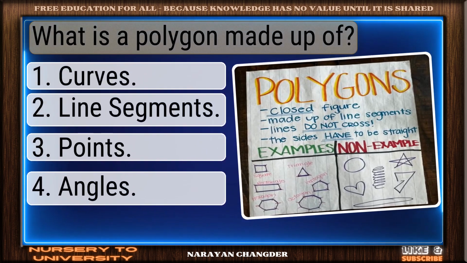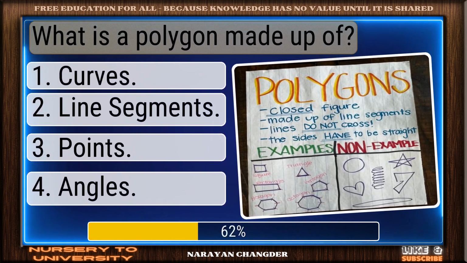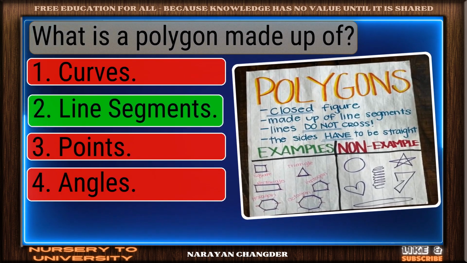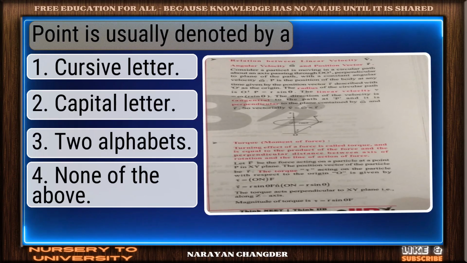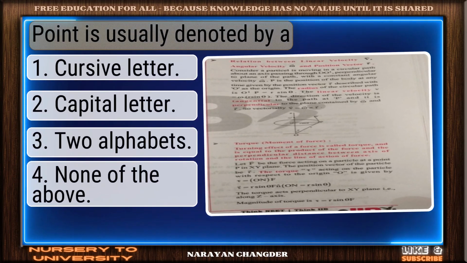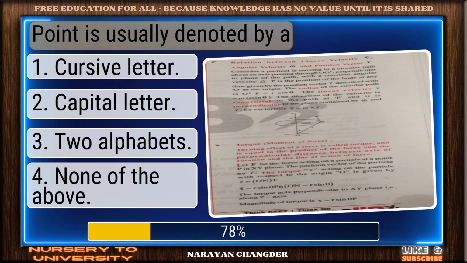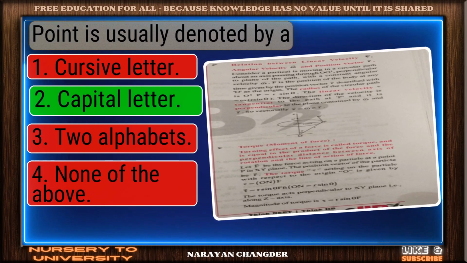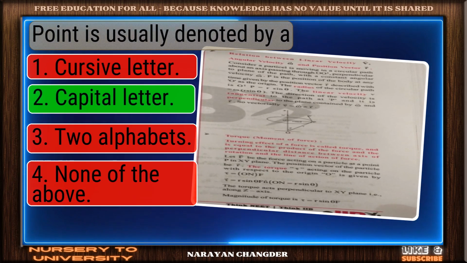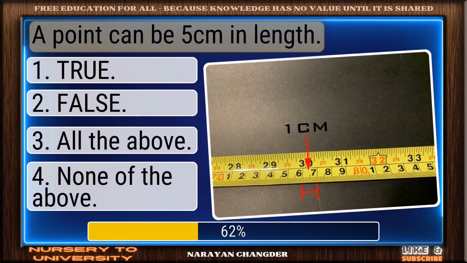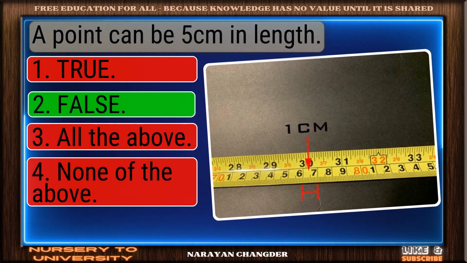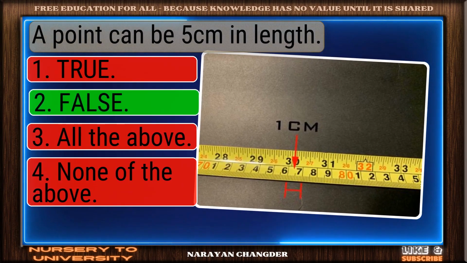What is a polygon made up of? Nicely done. Line segments is a solid answer. Point is usually denoted by a... Valid point. Capital letter is true. A point can be 5 cm in length. Right again. False is a valid answer.